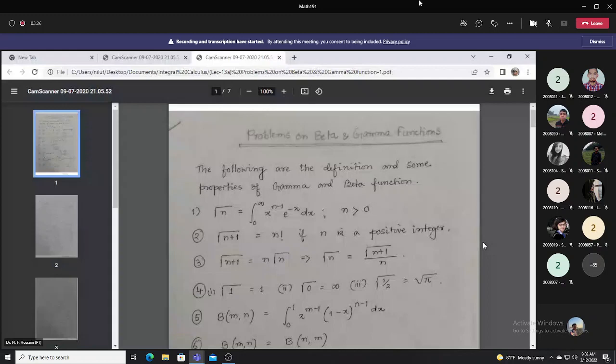Can you see the screen? Problems on beta and gamma function. Can you see the screen? Yes, ma'am. Okay.